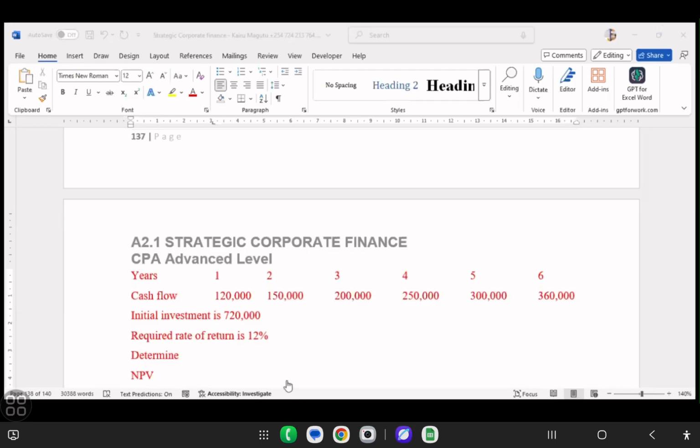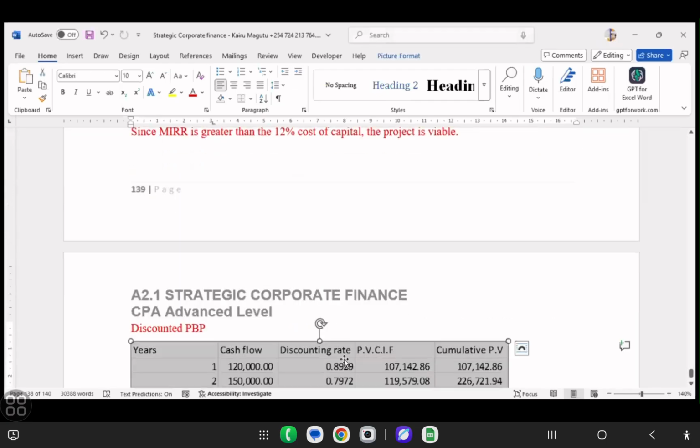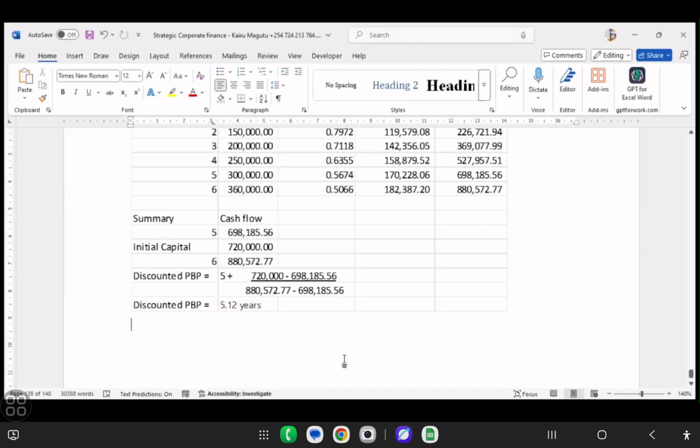The PBP, who has computed 4 years? Someone gave exactly 4 years. That is what I see. Good. So if it is 4 years, I don't need to compute it. I'm assuming that we all understood and I have explained those methods.